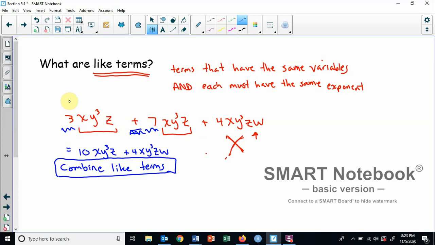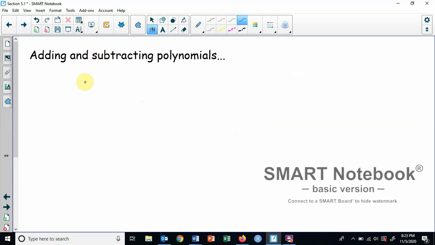We're just going to add and subtract the numbers out front, keeping the term part the same. Now we're only able to combine the same terms. Okay, so let me give you an example of what we're doing today.